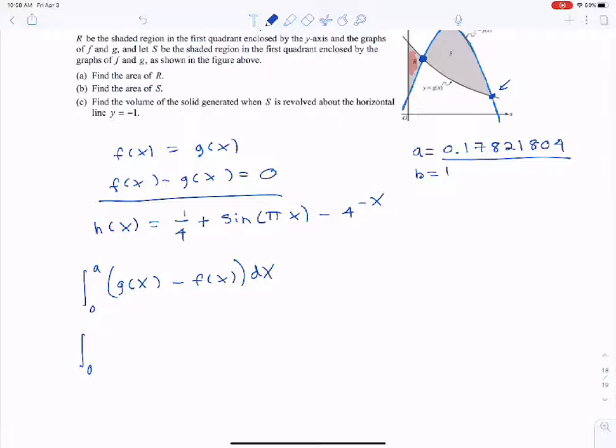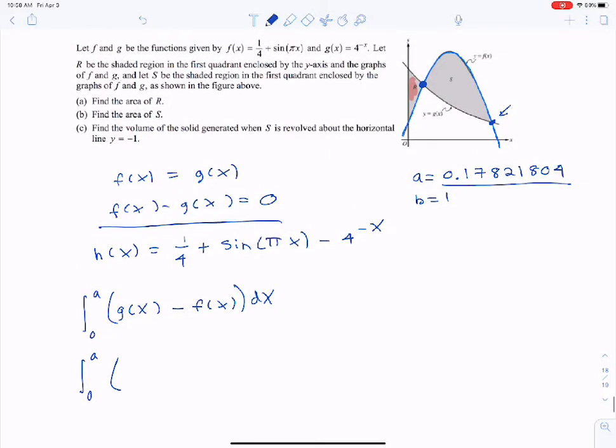So I'm going to say this goes from 0 to A of g of x, which is minus g. Oh, I'm doing this wrong. I see it. I flipped it. Let's do that correctly. So it's g of x, which is 4 raised to that, minus f of x, which is this.